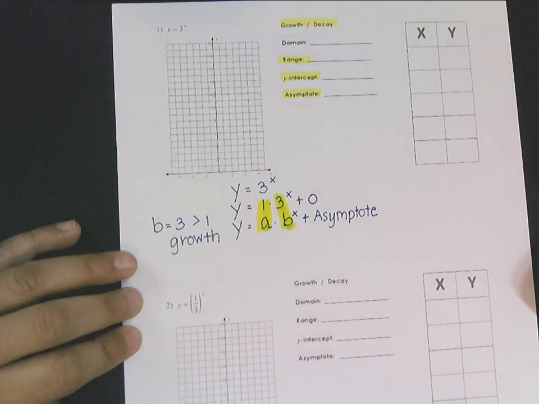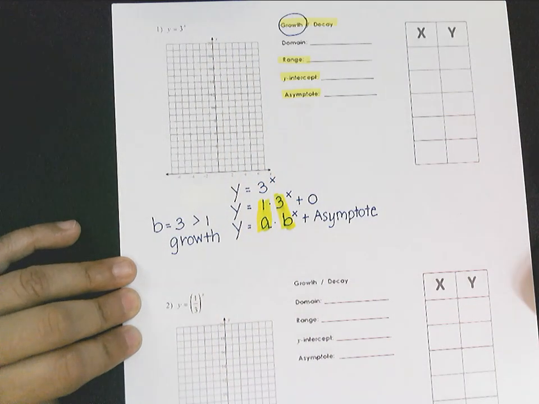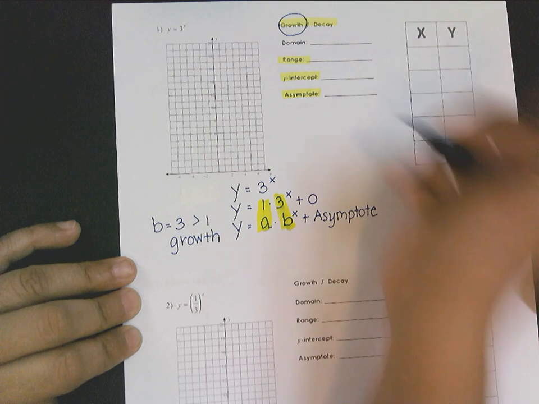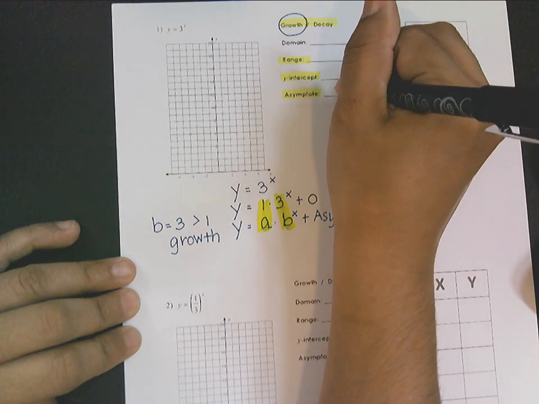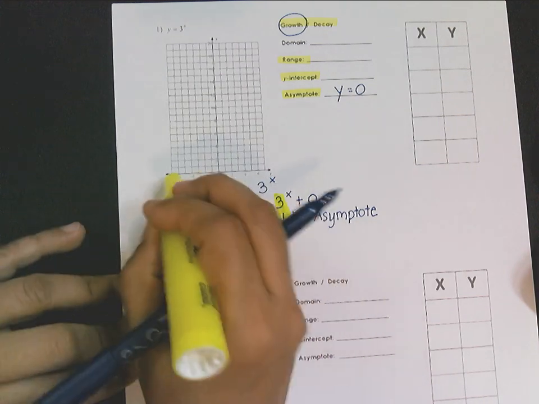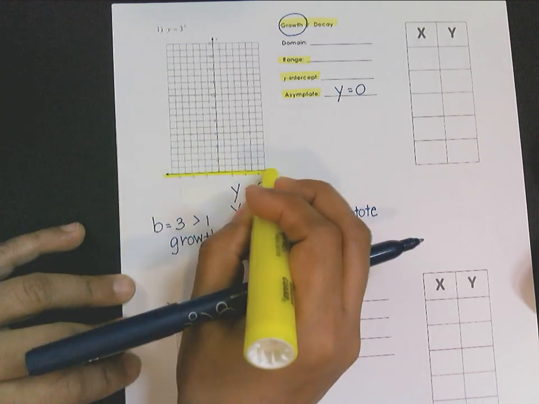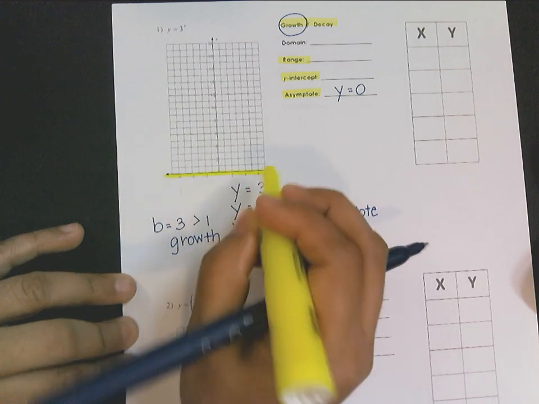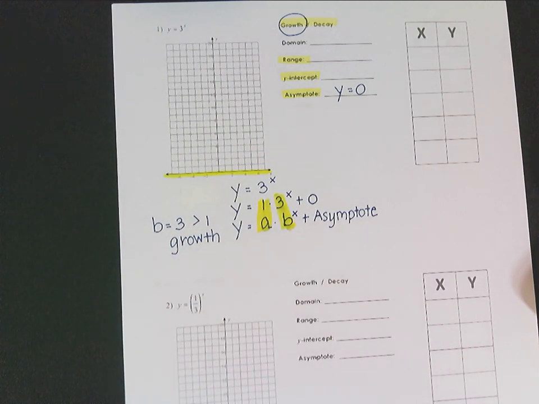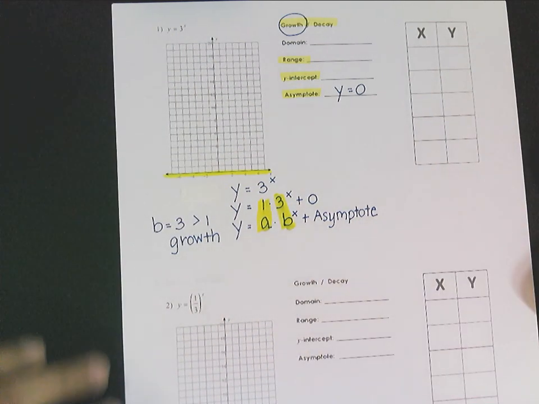So I can answer that question here. What type of graph am I going to be having? A growth. I could already answer my asymptote. My asymptote is y equals 0. And so I'm going to highlight my asymptote, and that's where I'm going to get really close to, but never touch or reach. But in order for me to find my y-intercept and range, I need a table of values.